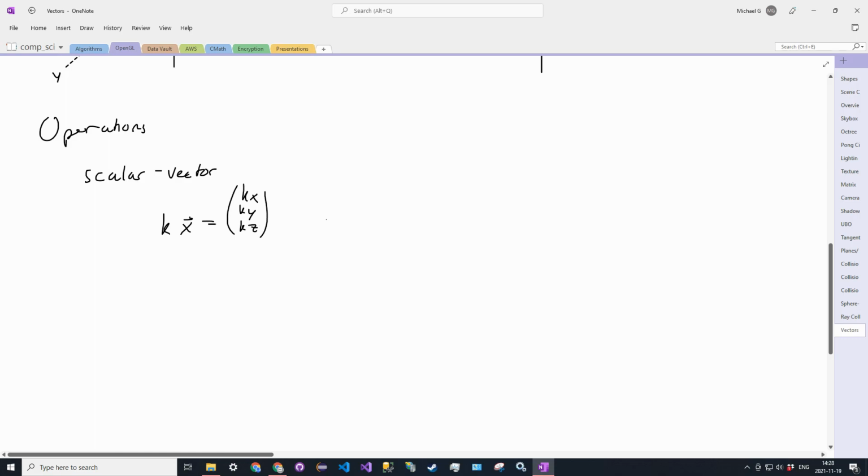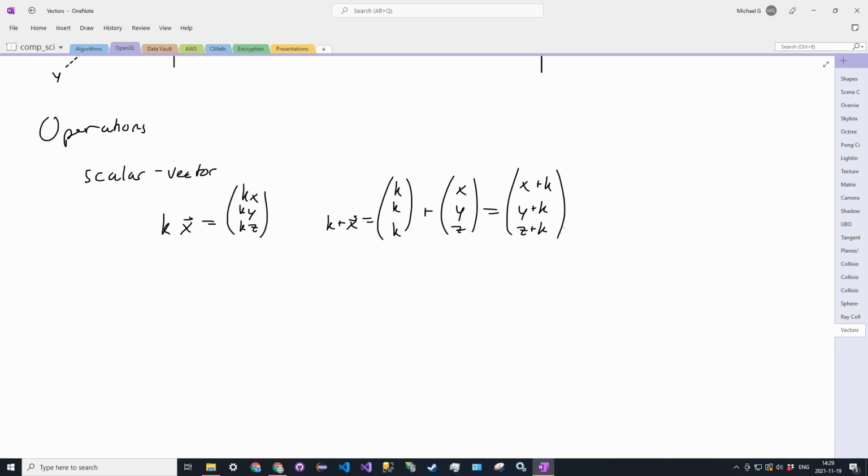Then if we did k plus x, this is equivalent to a vector with all elements as k plus the vector x, which is equal to x plus k, y plus k, and z plus k. So you simply add the scalar to each of the elements. Subtraction would be the opposite of addition, and division would be the opposite of multiplication. Straightforward there.